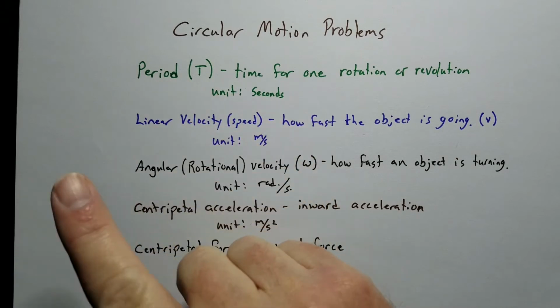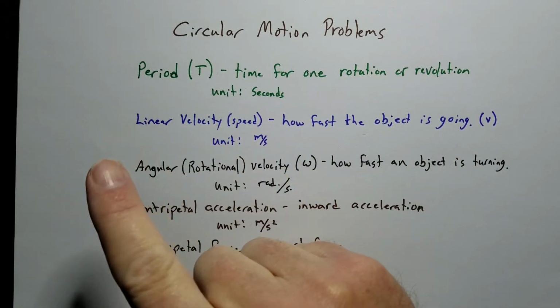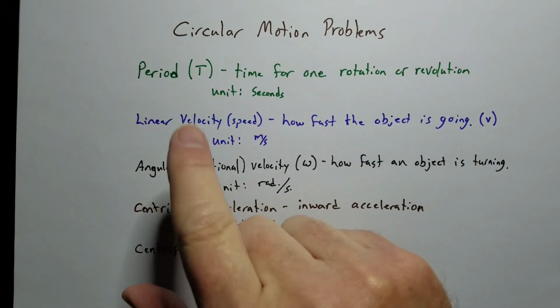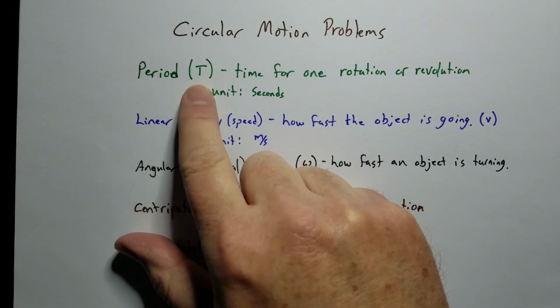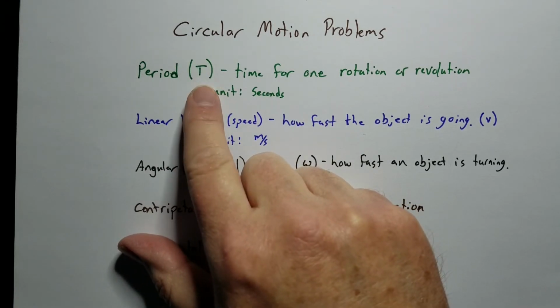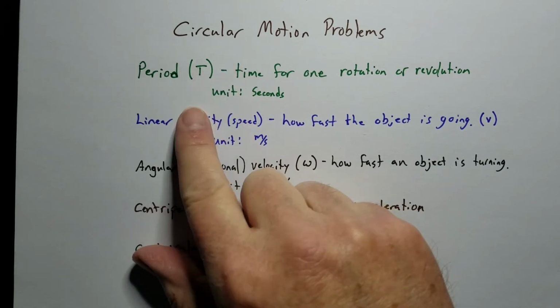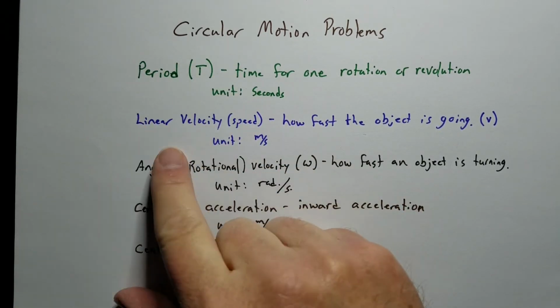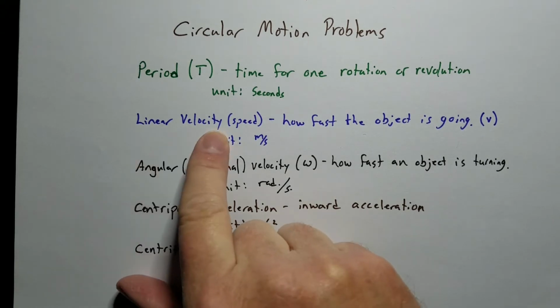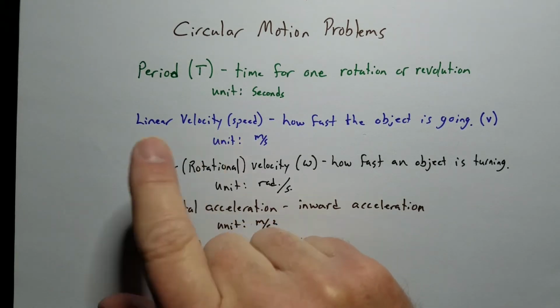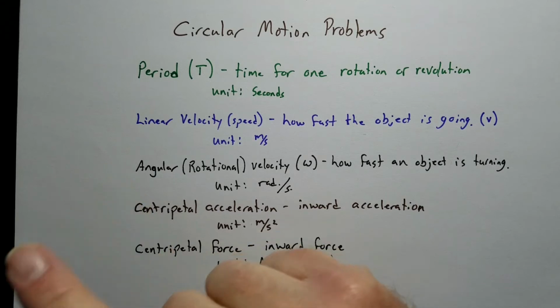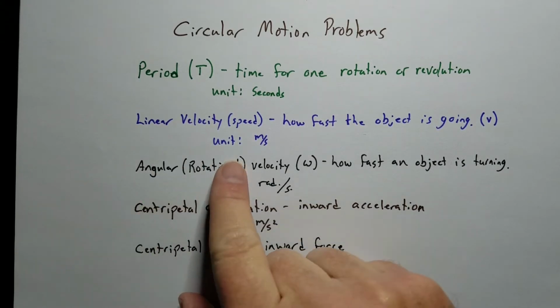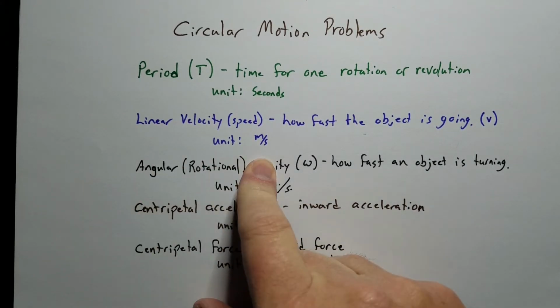So first, let's go over some things. Period is how long it takes to go through one rotation or one revolution. We usually use a capital T because it's a very specific time: the time to complete one of something. Even though things are going around in a circle, we usually use the linear velocity, or we can just say speed, of the object, and that's simply how fast it's traveling at any one point. That's in meters per second.